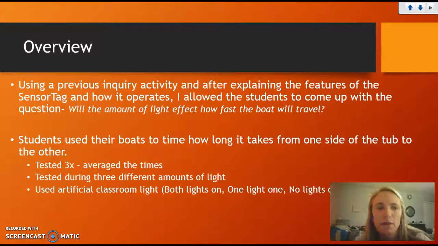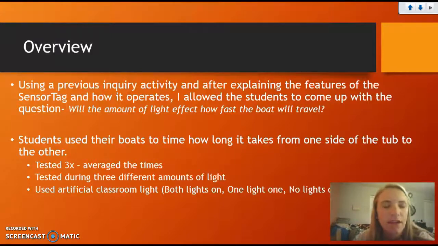So my students came up with their question on their own based on all of this. They came up with the question, will the amount of light affect how fast the boats would travel? They wanted to do something on the amount of wind, but we couldn't with the sensors that were included in the tag. Students used the boats to time how long it took to get from one side of the tub to the other. They tested each one 3 times and then averaged them.